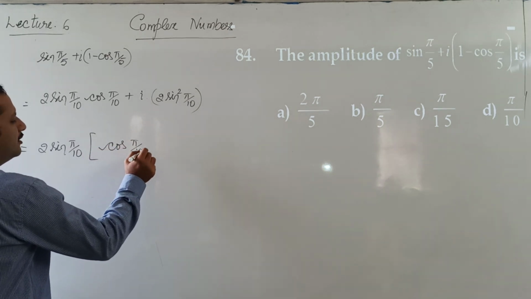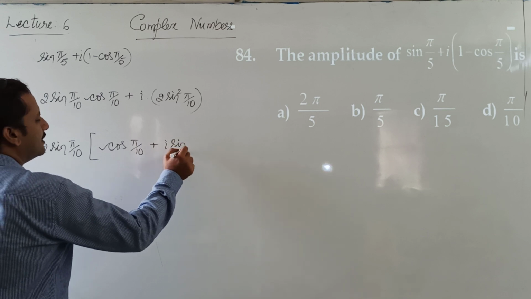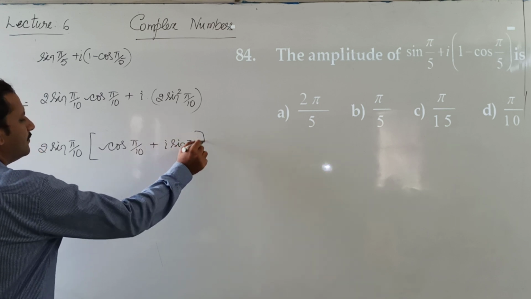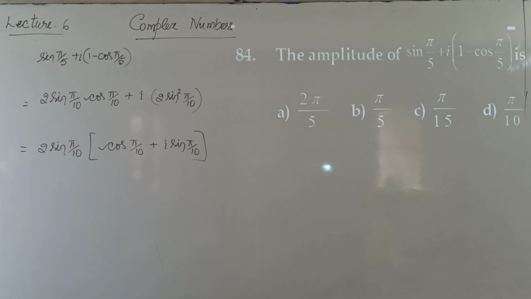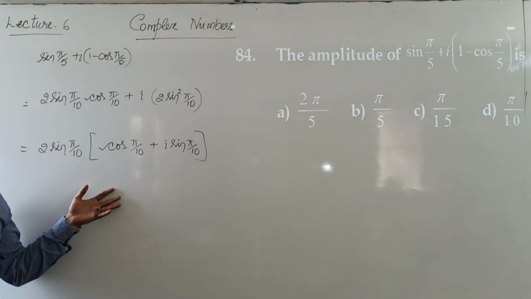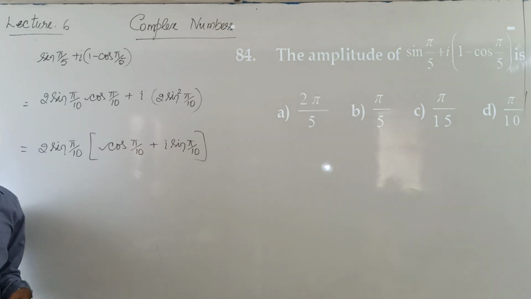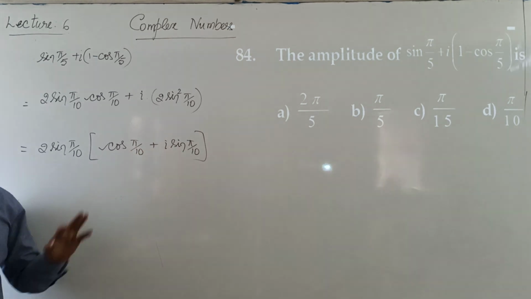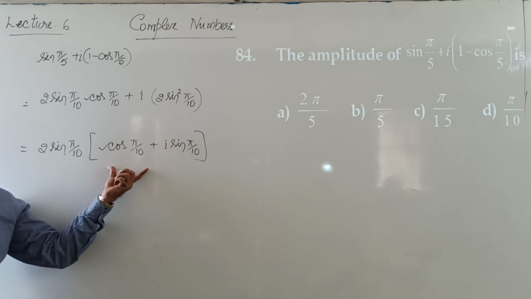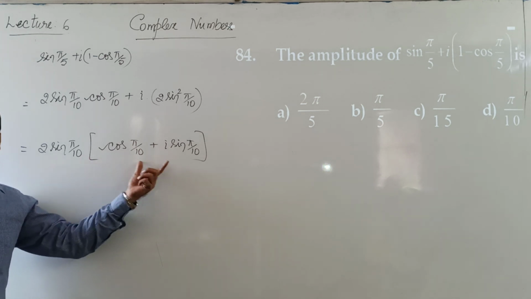Cos pi by 10 plus i sin pi by 10. You just observe here. This complex number looks like r into cos theta plus i sin theta. So this is already in the polar form.